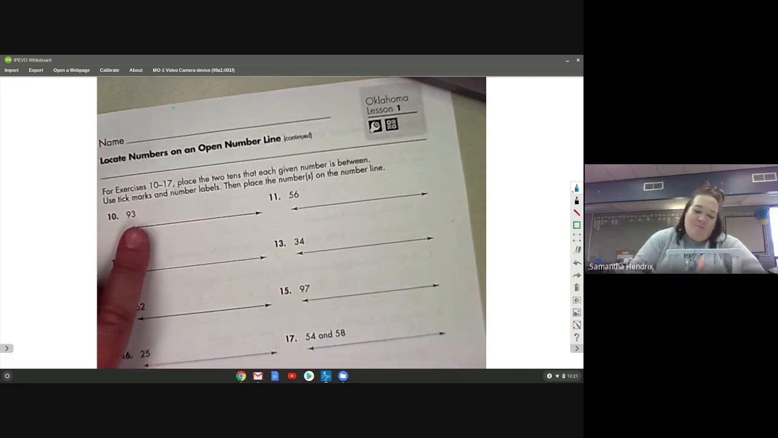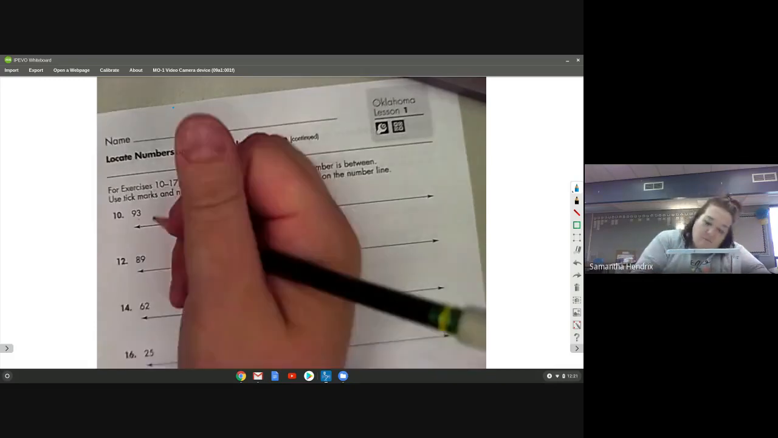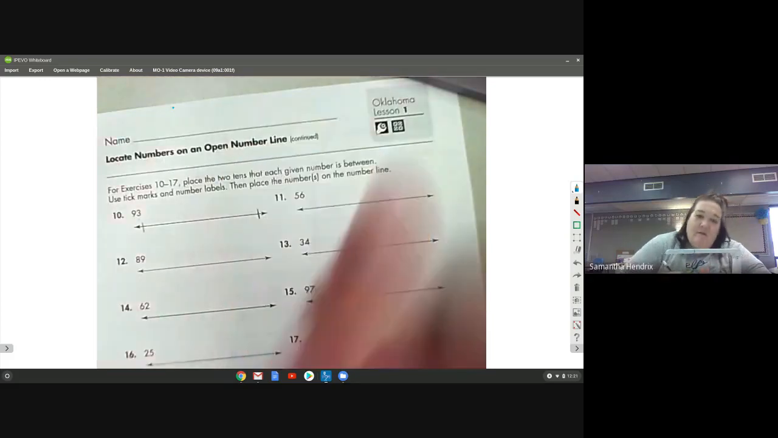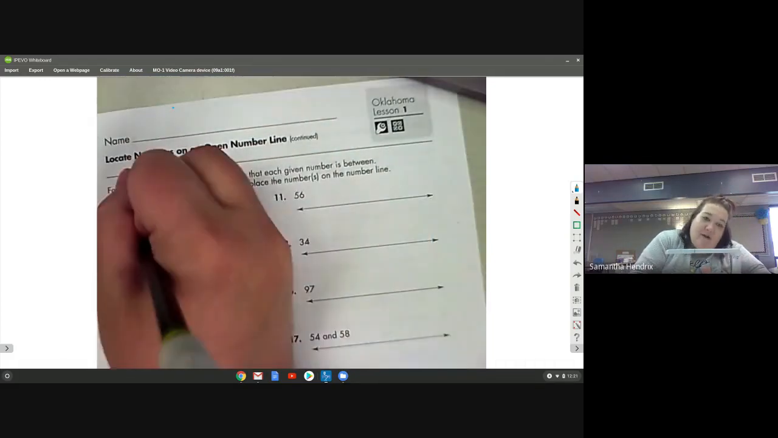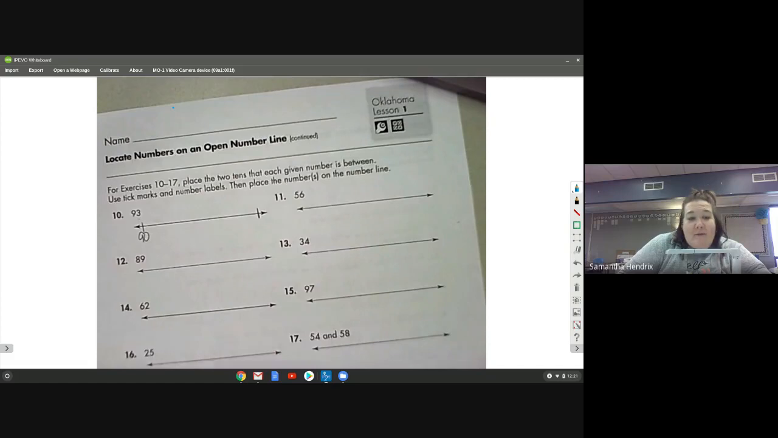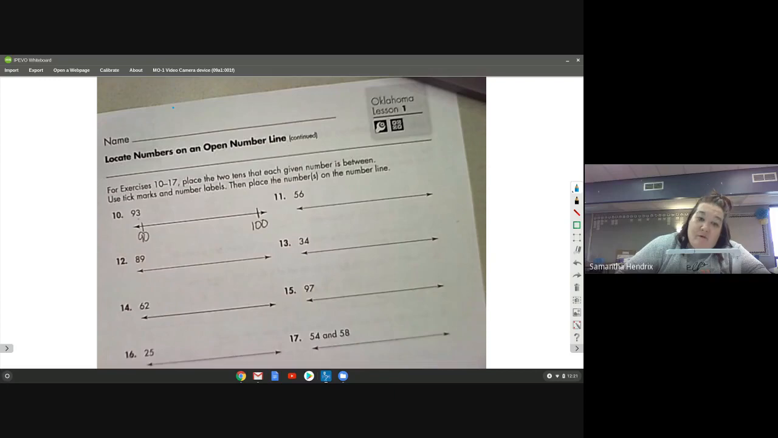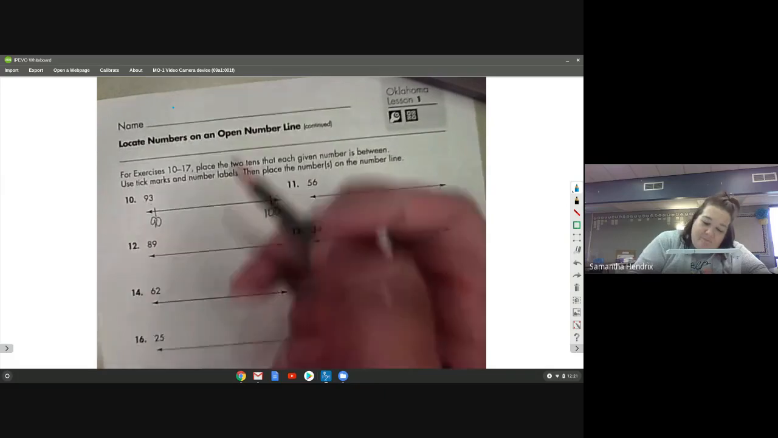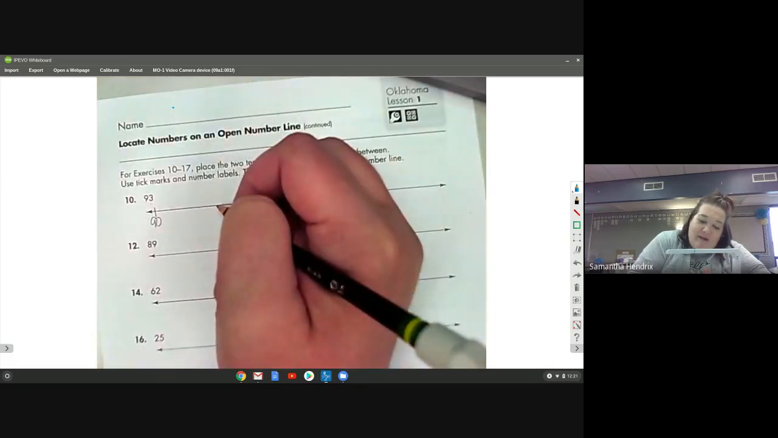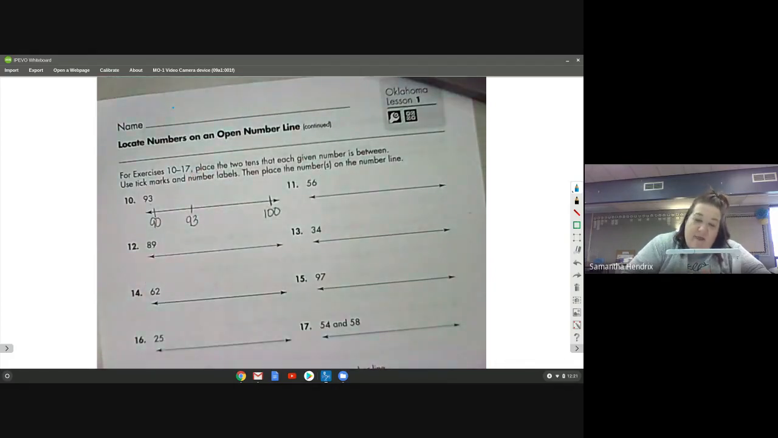Okay, all right. So 93, which 2 10s is 90 between? We're going to add 2 tick marks. Okay. So if I were to go down to the nearest 10, I would be at 90. If I were to go up to the nearest 10, it'd be 100. Okay. Now it says put 93 on the number line. Directly in the middle is going to be 95. So about right here is going to be 93. Okay.